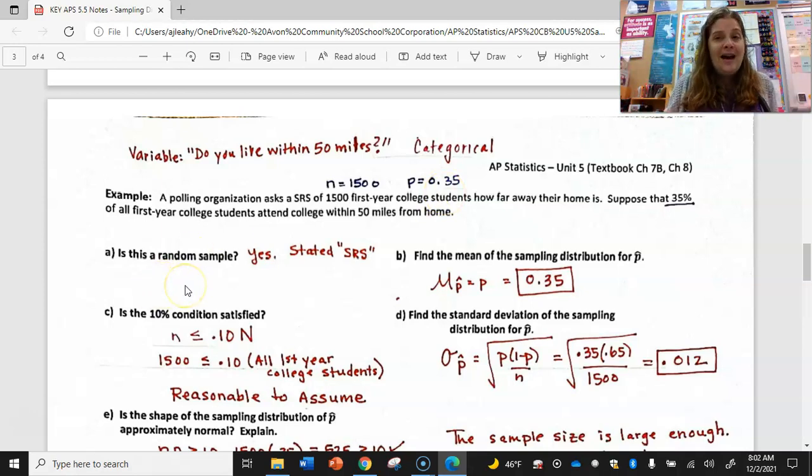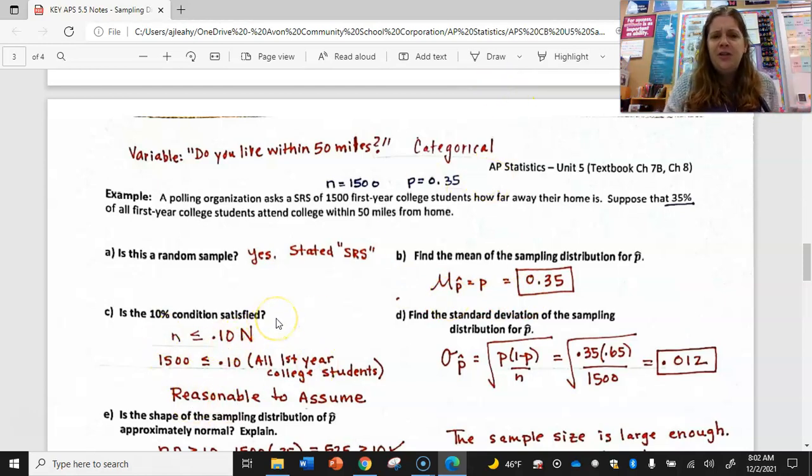So the first thing I need to ask is, is this a random sample? Because if I'm not taking a random sample, remember that can introduce bias, so we want that. And I know this because they said SRS, simple random sample. The next thing I want to do is say, what's the mean? I know that the mean of p hat should be equal to p. So the mean of the sampling distribution of p hat would be 0.35, because that's what p is.